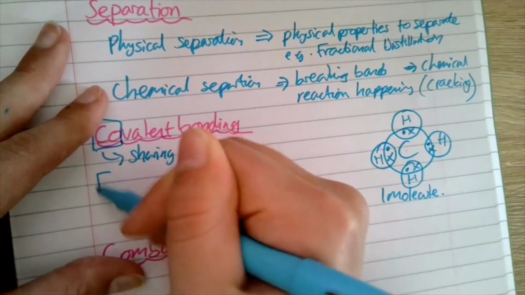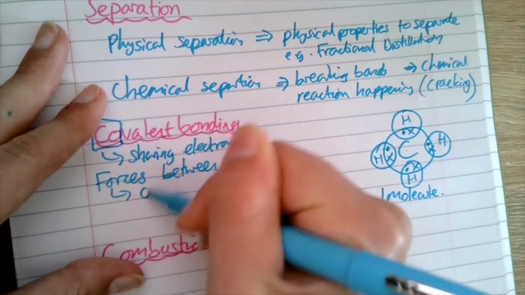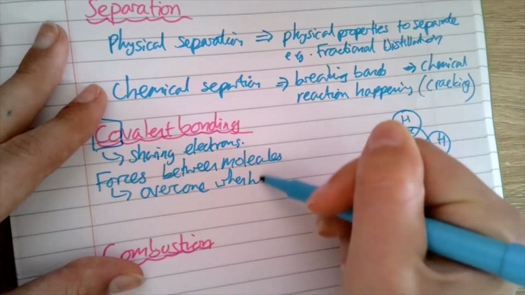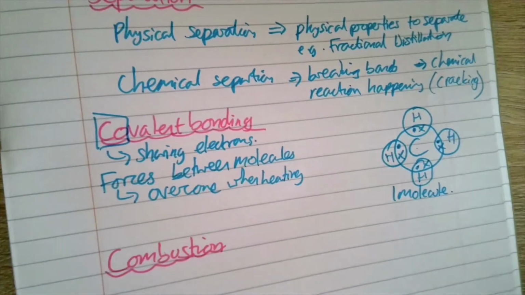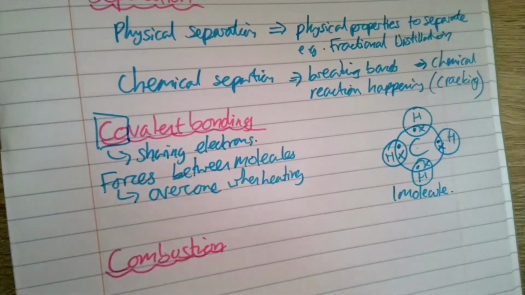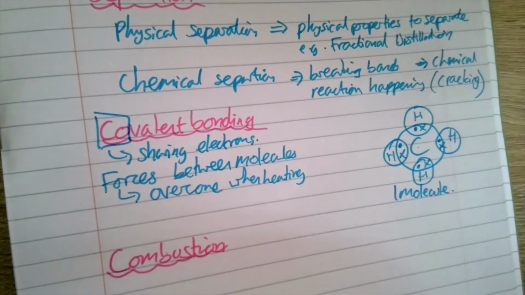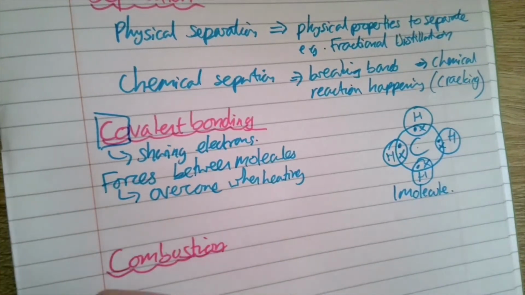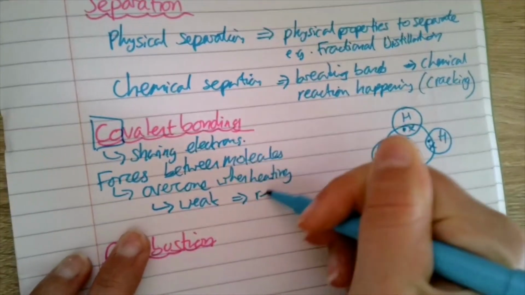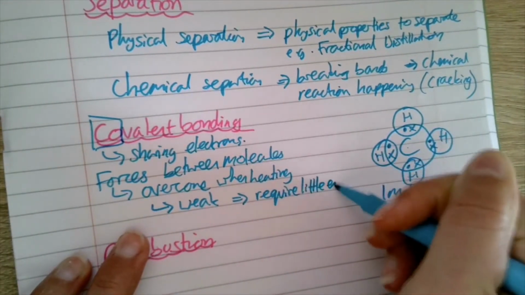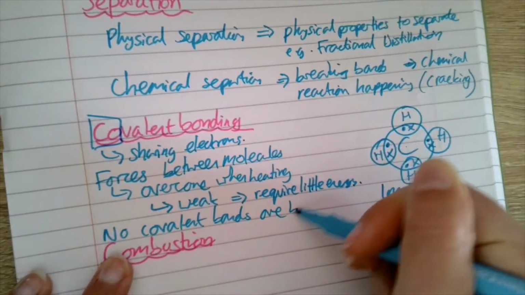However, we have forces between molecules, and this is what's overcome when heating. So in order for our methane to go from being a solid to a liquid, we're overcoming forces between those molecules in order to make our molecules be further apart from each other and have more movement, more kinetic energy. And then going from liquid to gas, again, it's those same forces between the molecules that we're overcoming. These are very weak forces and therefore require little energy. However, no covalent bonds are broken when we're doing this.